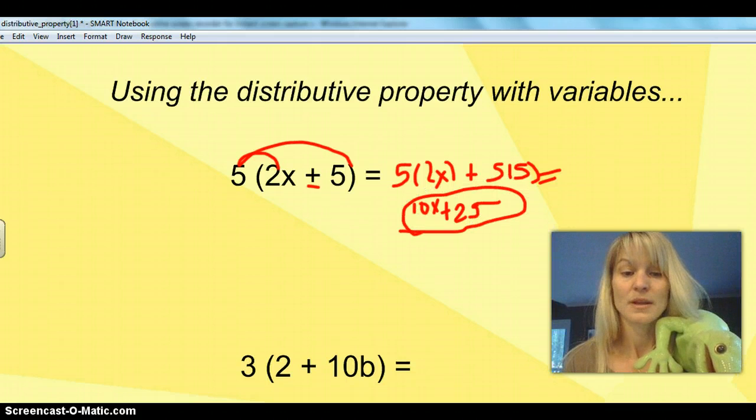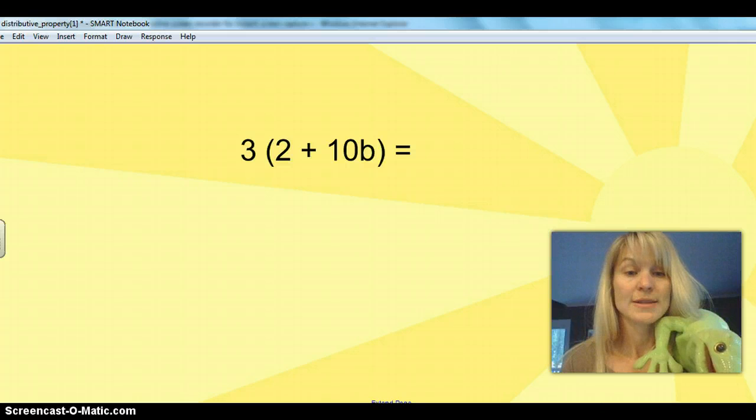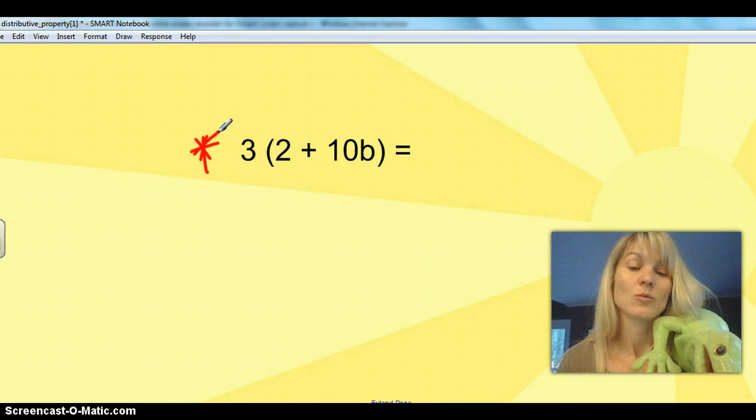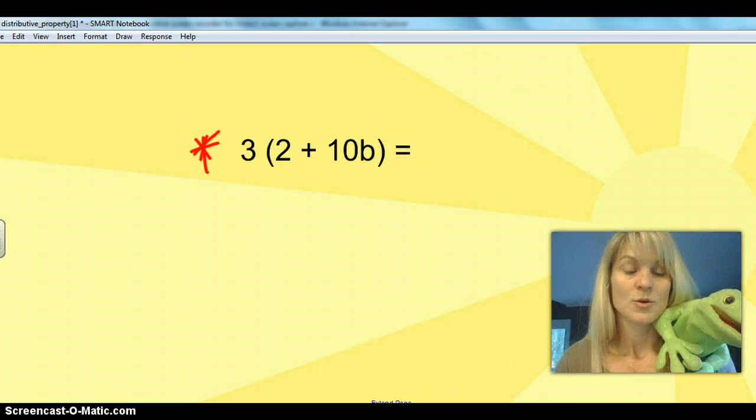Good. Okay, so you could try this one, 3 times (2 plus 10b). I'd like for you to do this on your own, so pause the video, try it yourself, and then we'll come back and review the answer. Hopefully you did this on your own instead of just watching the video. The idea of you doing it and then pausing is for you to assess yourself. Are you understanding this? So again, we're going to distribute.